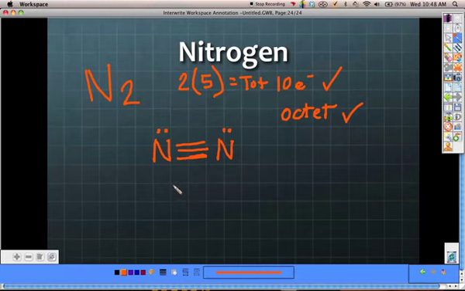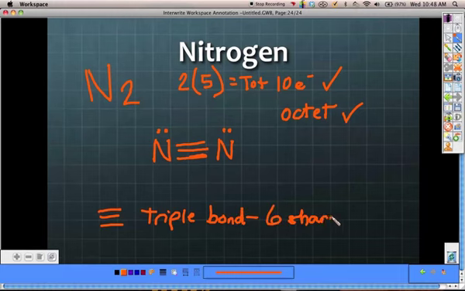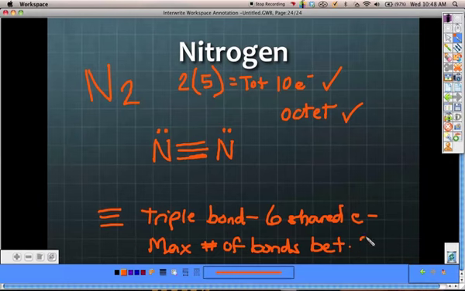Questions yet? So again, this is a triple bond, which is 6 shared electrons, and this is our maximum number of bonds between 2 atoms.